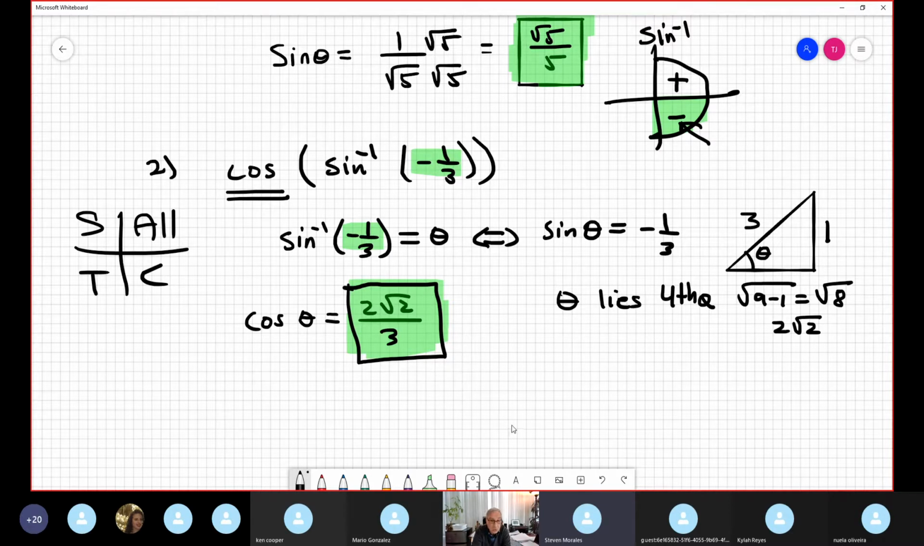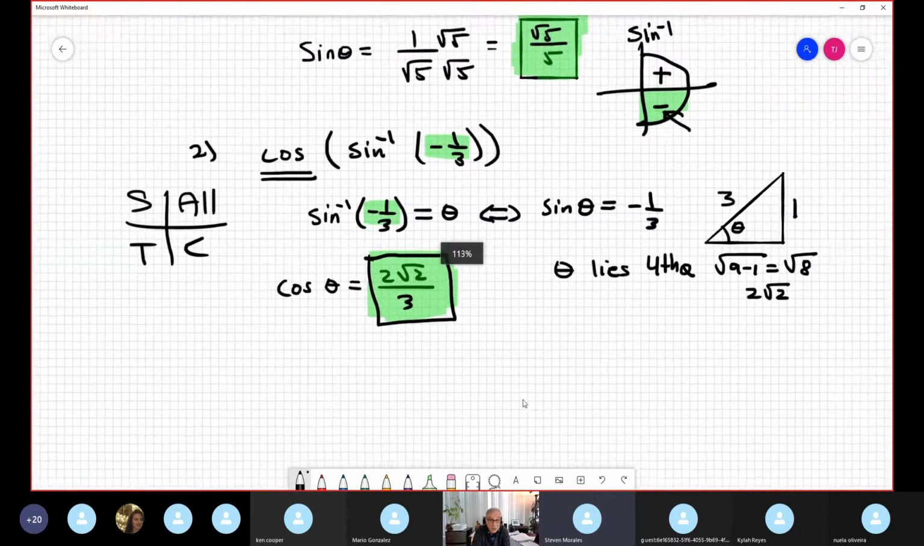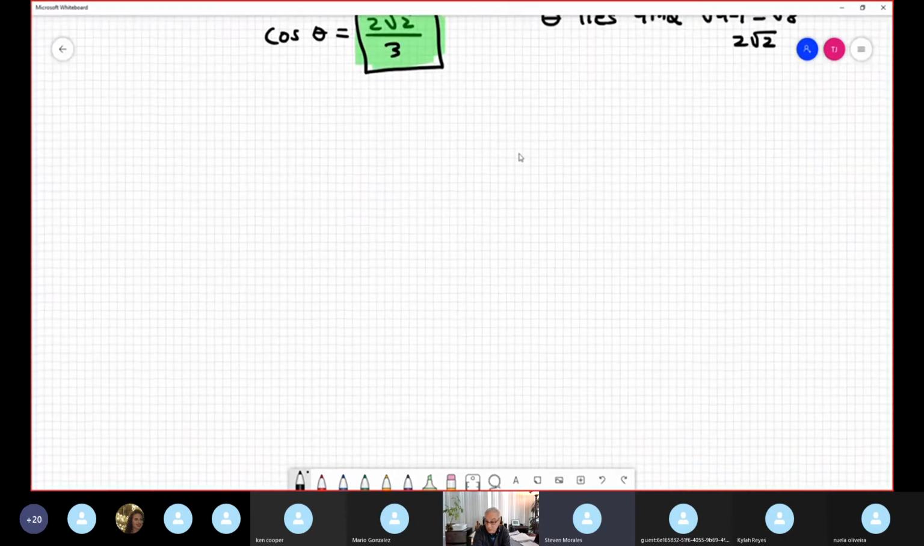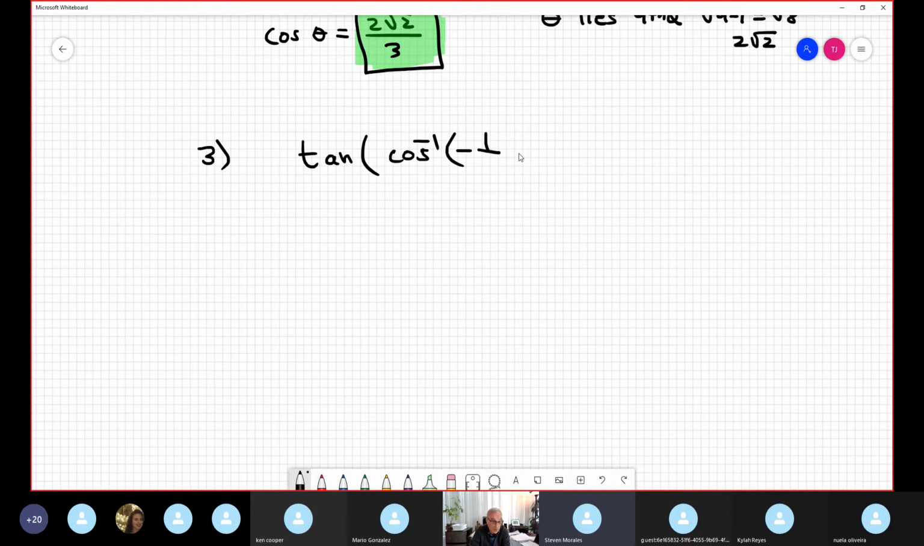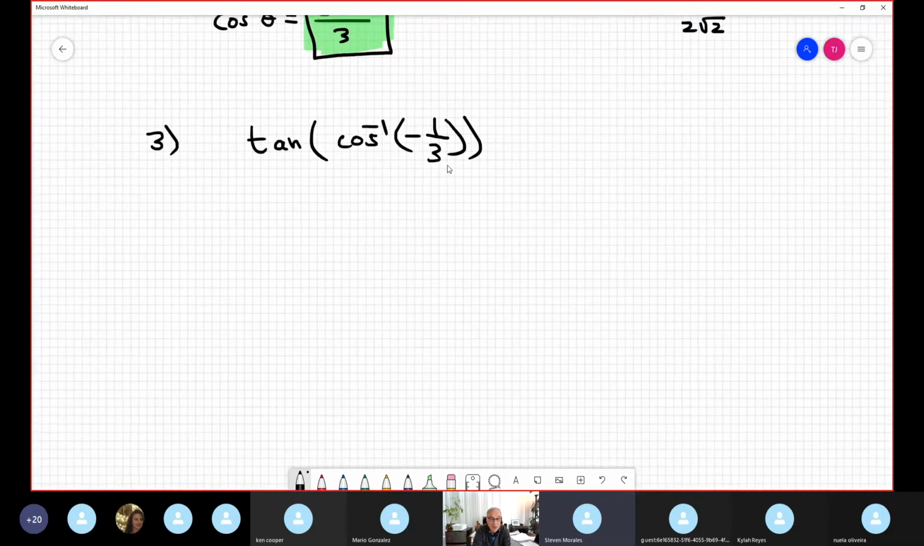Good or not good? I know it has too many details, but this is training, little by little, right? Okay. In my opinion, this is the hard part of trigonometry. This is a tangent, and this is cosine inverse. Cosine inverse of negative 1 over 3. Okay, little by little. I know that it is value, angle, value.